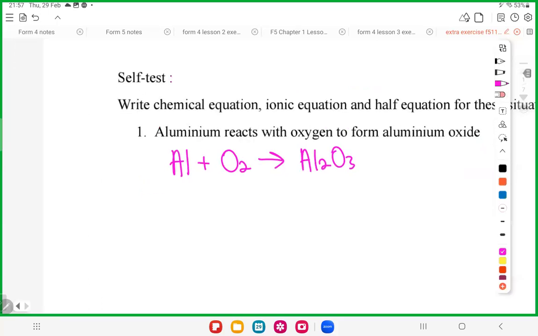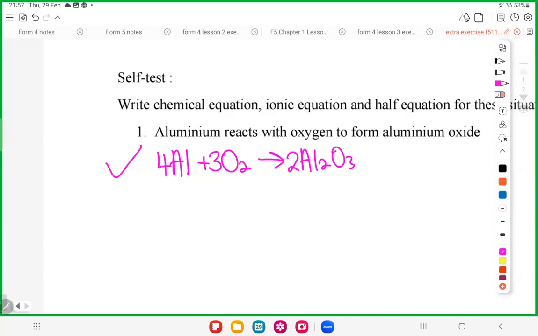So oxygen has 2 and 3. 2 and 3, let's make it 6. 3 times 2 becomes 6. So here we have 3 multiplied by 2 to become 6. Simple as that. So now aluminium, 2 times 2, 4. So you have 4 aluminium on the right. So aluminium on the left, put 4. So now you already get a chemical equation.